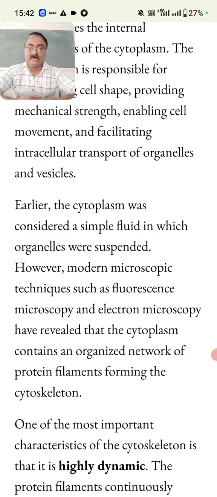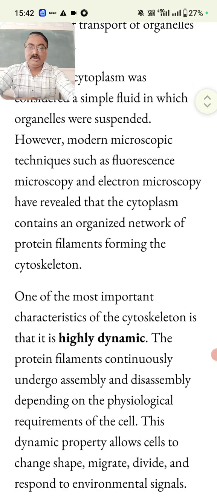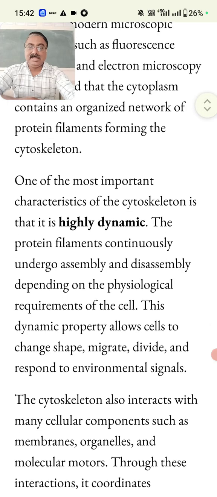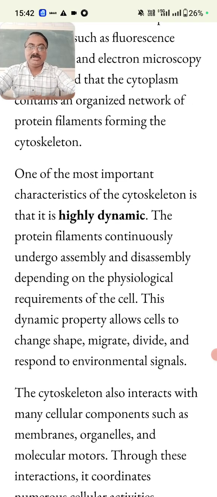Earlier, the cytoplasm was considered a simple fluid in which the organelles are suspended. However, modern microscopic techniques such as fluorescence microscopy and electron microscopy have revealed that cytoplasm contains an organized network of protein filaments forming the cytoskeleton. One of the most important characteristics of the cytoskeleton is that it is highly dynamic. The protein filaments continuously undergo assembly and disassembly depending upon the physiological requirement of the cell. This dynamic property allows cells to change shape, migrate, divide, and respond to environmental signals.